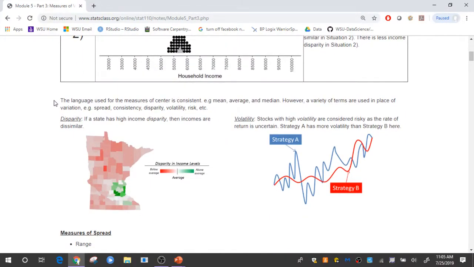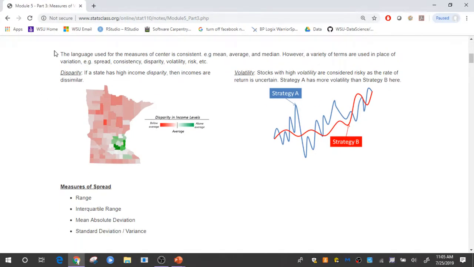Okay, the language used for measures of center is very consistent. So people use words like mean or average and median. However, when we're talking about variation, there are a variety of terms that get used. For example, spread, consistency, disparity, risk, all of those in a statistical sense or context refer to variation.